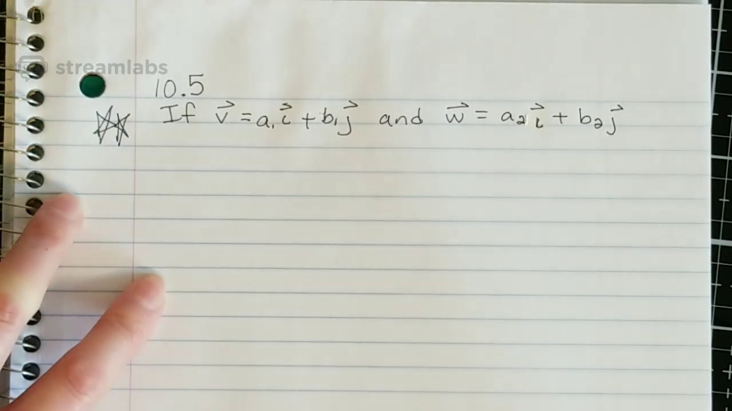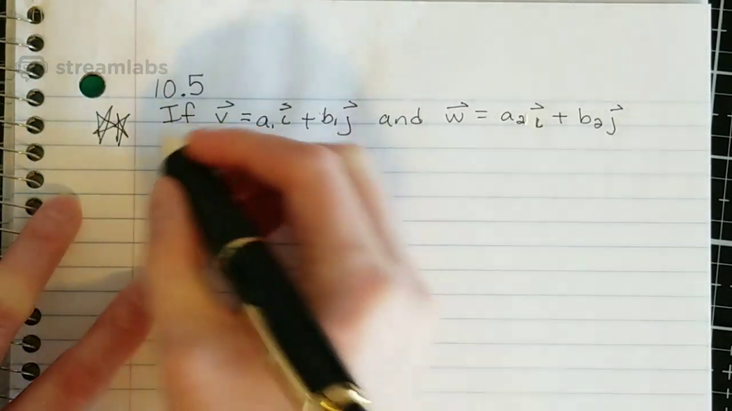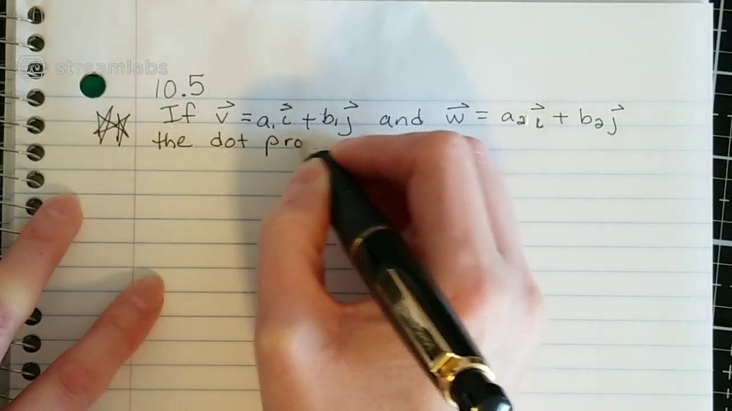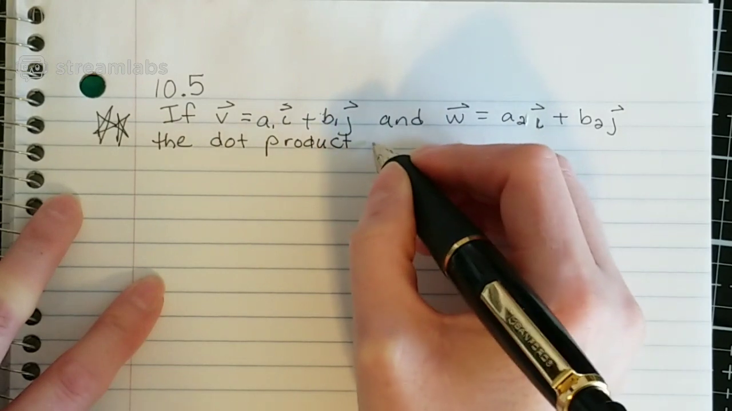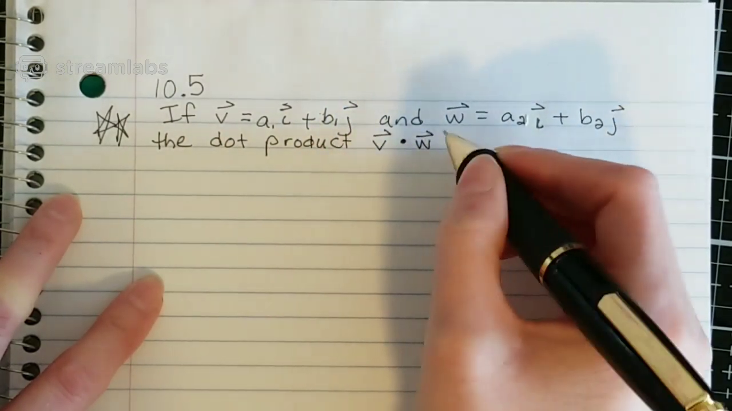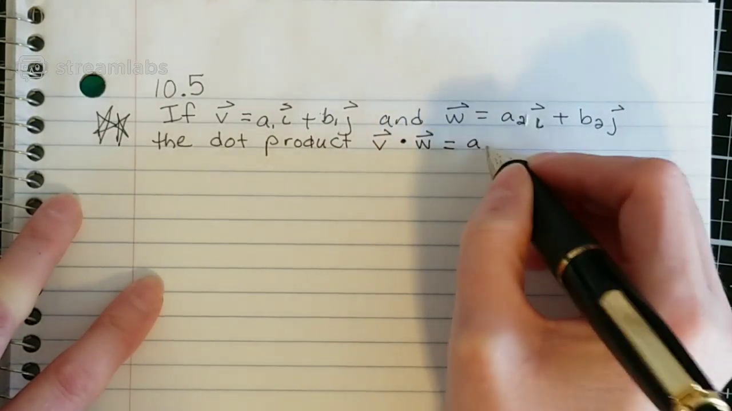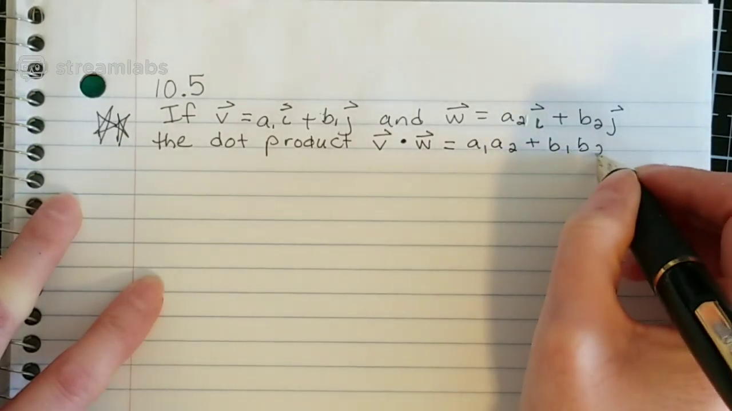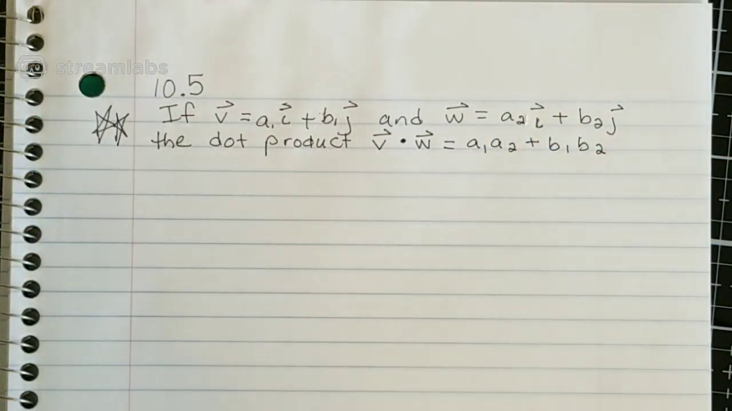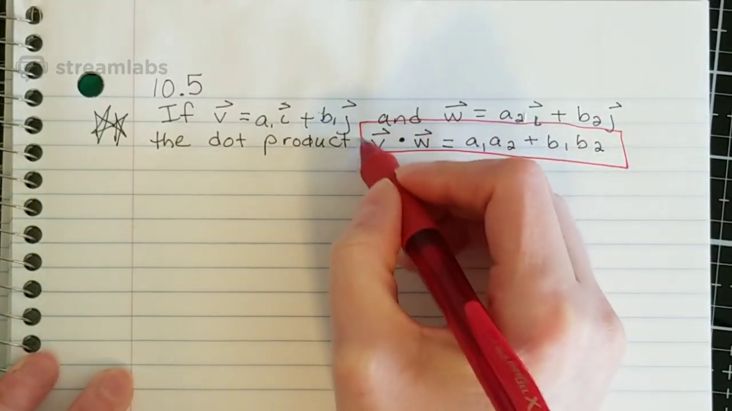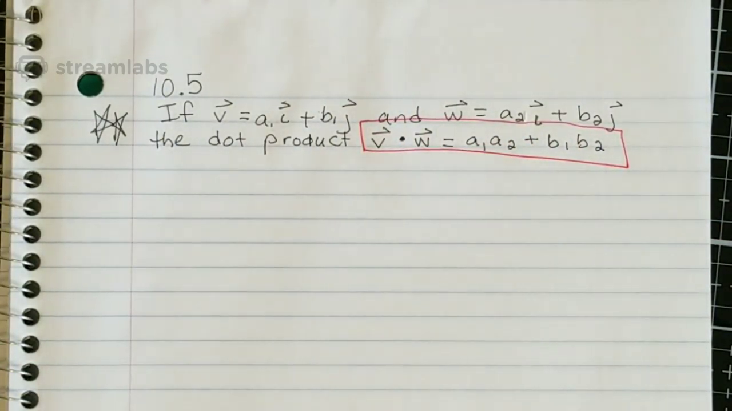All right, so we have 2 different vectors, then the dot product, which the notation is literally what it says. It's a dot in between the 2 vectors. It is equal to a1 a2 plus b1 b2. And this is a promise. This is definitely on the final. So make sure you know the dot product.